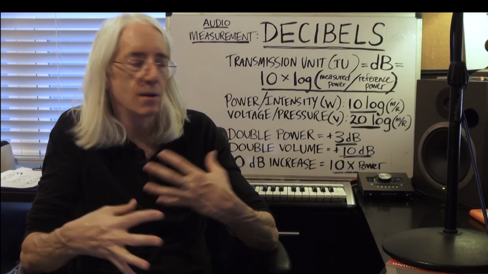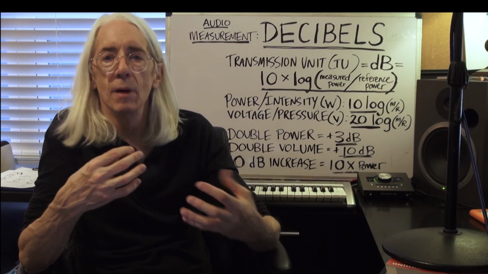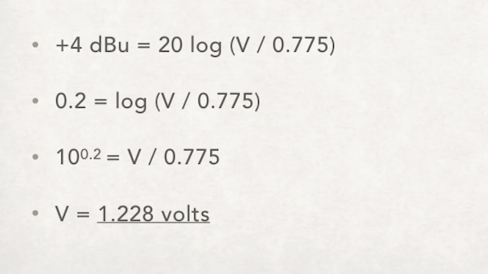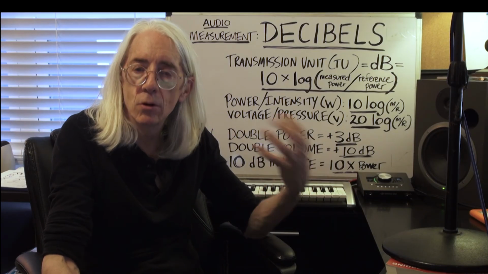When I do the same kind of math with my dBu, my reference for dBu is not 1 volt, but 0.775 volts. So I put that number in there instead. I do the math, so I end up with 0.2 equals log of V divided by 0.775. Work the math out with the anti-log, and I end up with 1.228 volts. So that's the actual difference between what consumer gear operates at and pro gear operates at.